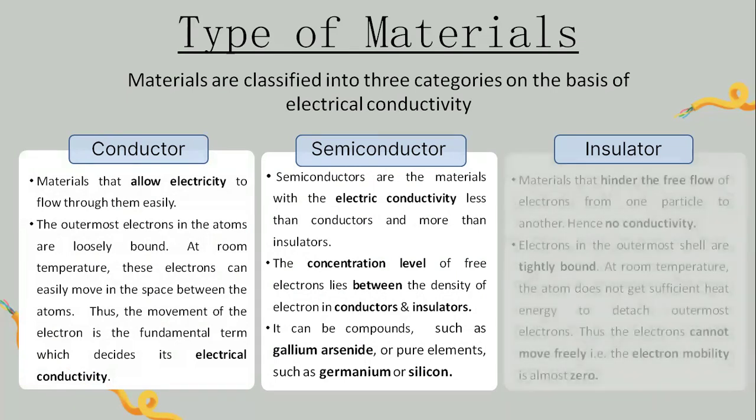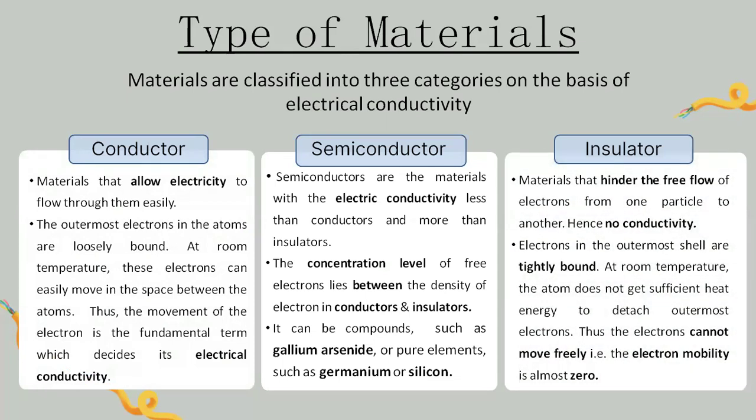Whereas insulators are the materials that hinder the flow of electrons from one particle to another. Hence, in an insulator we have no conductivity. The electrons in the outermost shell are tightly bound, so at room temperature, they don't get sufficient heat to leave the outermost shell. Thus, electrons cannot move freely and hence we do not have any conductivity in an insulator.